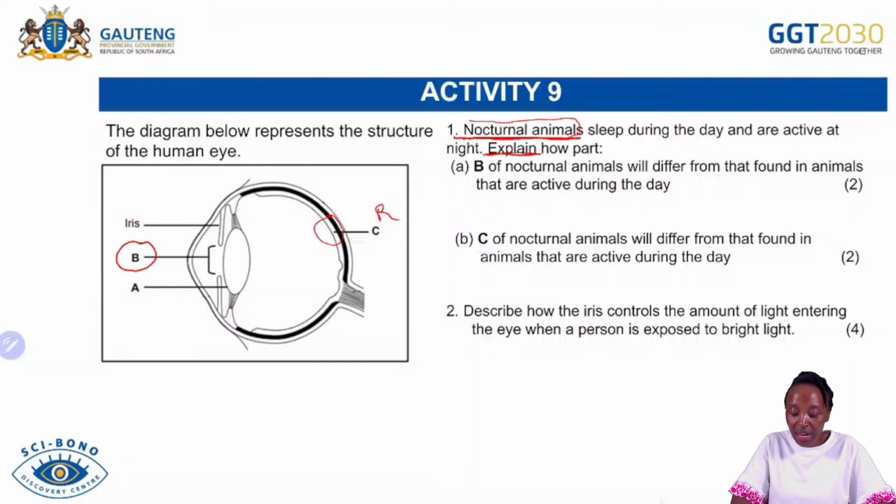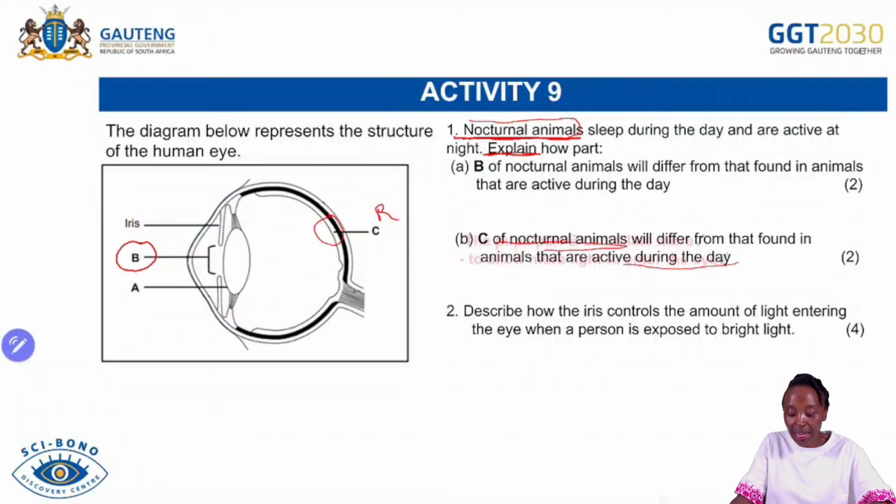And then, here, C, how will nocturnal animals differ? How will C of nocturnal animals differ from the animals that are active during the day? Because they're active during the night, they need to be able to see in the dark. Then it means their photoreceptors will have more rods, so that it allows them to see and to form that clear image that will then be transmitted to the cerebrum.